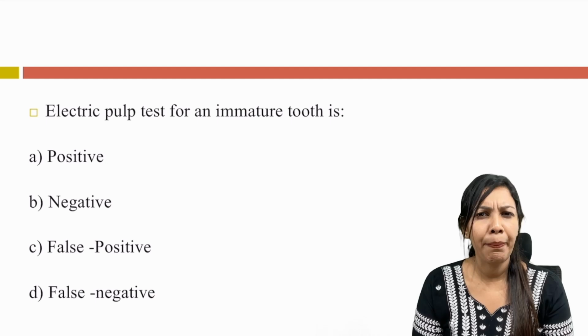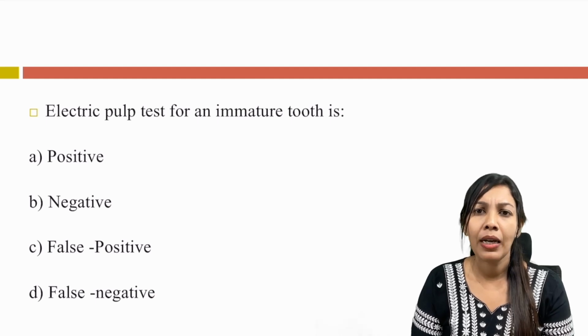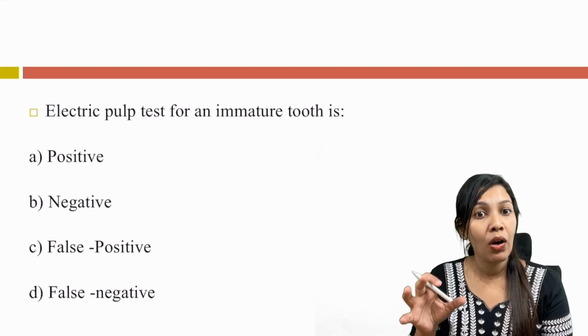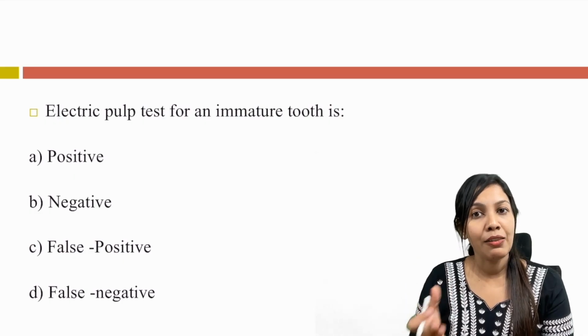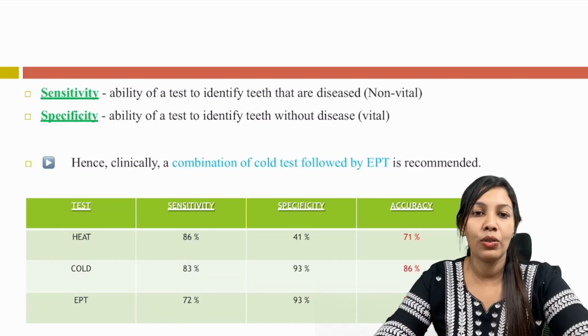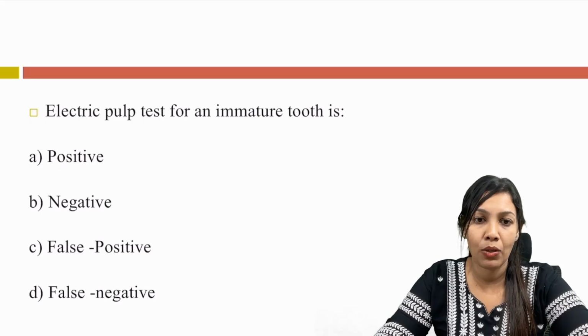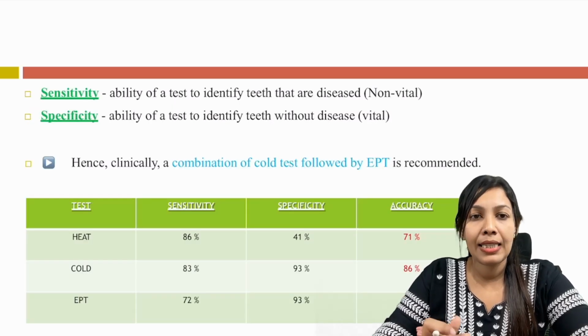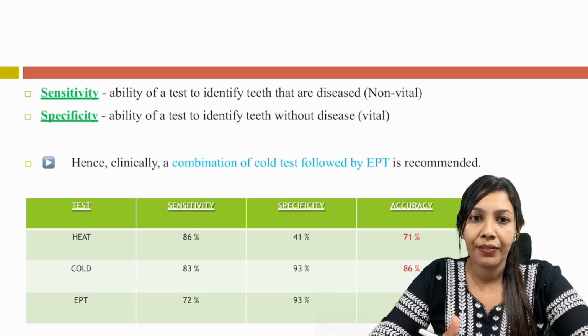Immature means the pulp is not completely formed, but it is alive. It shows as what? It is dead. Means falsely negative response. So that was the answer, falsely negative response. Okay. Next, sensitivity, specificity, already we have discussed.